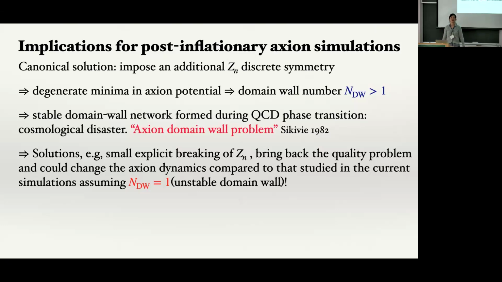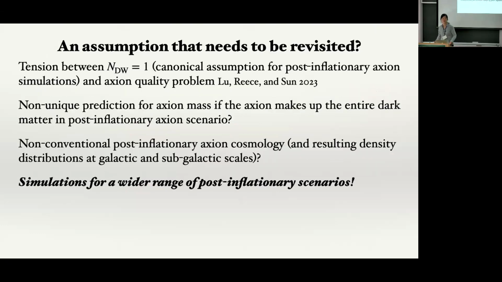Again, one popular solution to the domain wall problem is just to break the Zn a little bit. But again, we bring back the quality problem. So now we see a kind of bad loop: we solve the quality problem, we bring the domain wall problem, we solve the domain wall problem, we bring back the quality problem. This doesn't say there's no solution, but it just says you need to add many more new ingredients that will change all the dynamics in the early universe compared to what has been studied in simulations, which assume domain wall number equal to 1. In that case, the domain wall is attached to strings. Once the string network is destroyed, the domain walls will be destroyed at the same time. So that's a convenient choice for simulations.